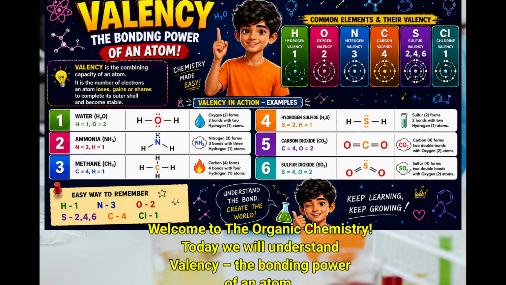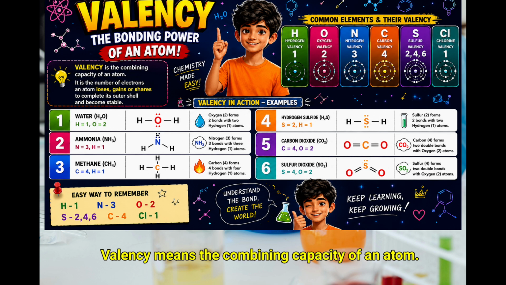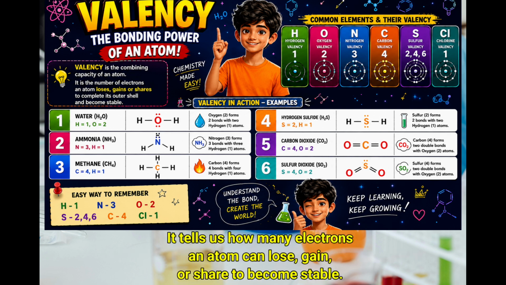Welcome to Organic Chemistry. Today, we will understand valency, the bonding power of an atom. Valency means the combining capacity of an atom. It tells us how many electrons an atom can lose, gain, or share to become stable.